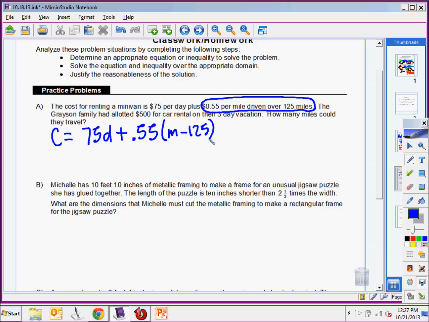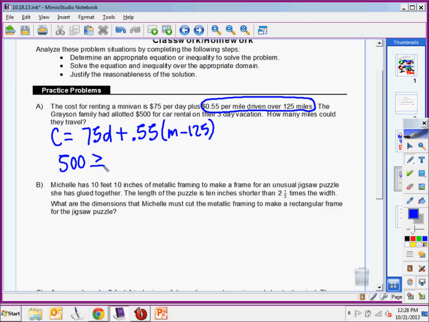The Grayson family had an allotted $500 for car rentals on their 3-day vacation. How many miles could they travel? So what can their cost be? 500. Is it greater than or less than or equal to? It's less than or equal to, because that's the most they can spend. So this value has to be less than or equal to 500. If it was the least they could spend, it would go the other way. So we just solve that equation.